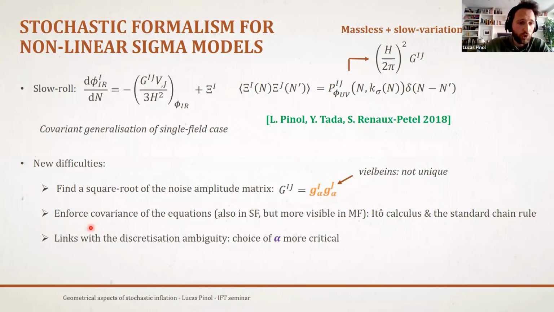Also, we want to be careful about the covariance of the equations. Just like in general relativity, you want your equations not to depend on the choice of your coordinates to describe the physical processes. It is the same here in multifield inflation. You want to be able to go from Cartesian to polar coordinates if you want, or from Cartesian to spherical coordinates, or whatever coordinates that you want. You want to be able to derive results in any coordinate system without the physical results being impacted by your choice of coordinates. So this is covariance. And we will see that it's far from being trivial here in the context of stochastic differential equations. And this has some links with this discretization ambiguity and the choice of the time grid alpha. So let's go into that.